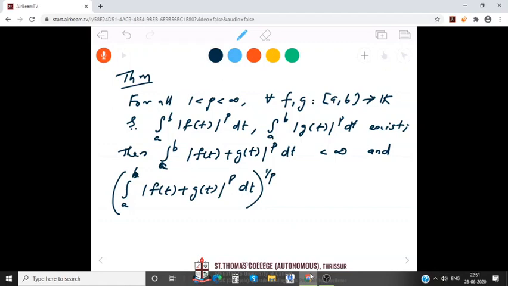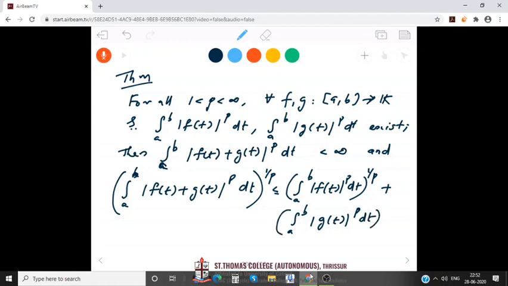When we take the norm, we have to take it to the power 1 by p. It is less than or equal to the integral a to b of the absolute value of f of t raised to p dt, the whole power 1 by p, plus the integral a to b of the absolute value of g of t raised to p dt, the whole power 1 by p. So this is Minkowski inequality in function space.